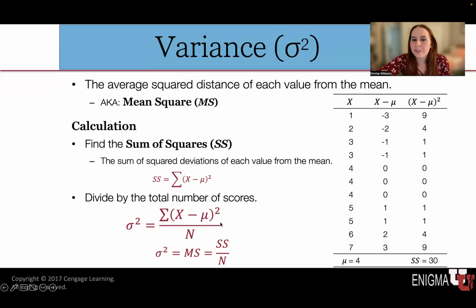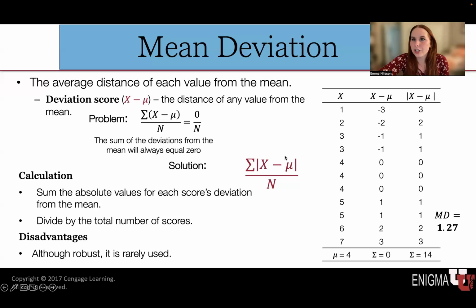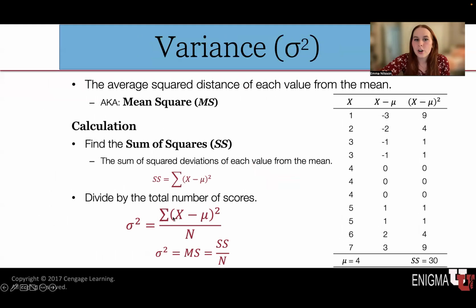Here, the difference between variance and mean deviation is that instead of just taking the absolute value and adding it all together, we're just going to square. We're going to add all of the distances from the mean, and then we're going to square them, then add them together. And this is called the sum of squares.